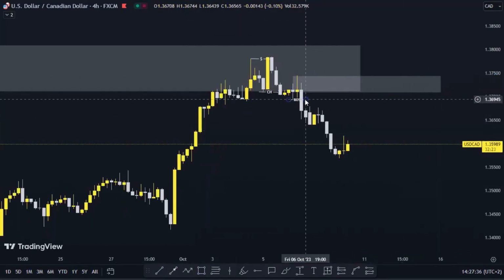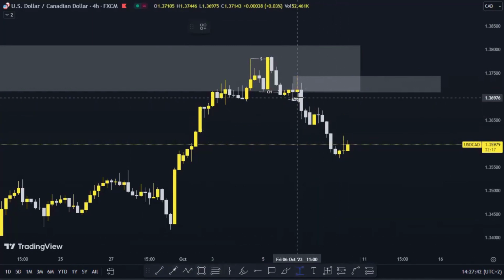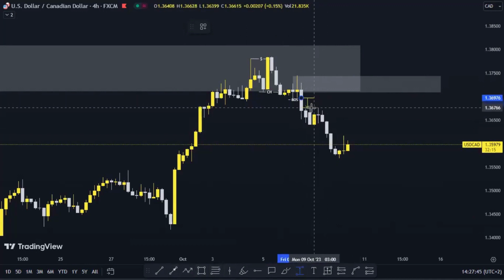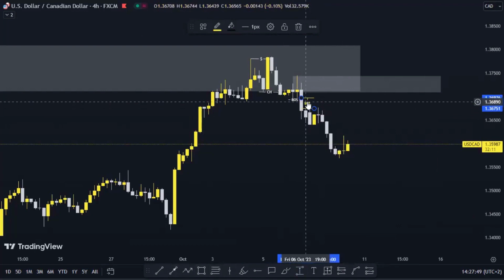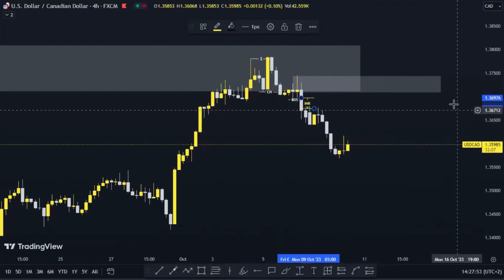And then what happened? Market pushed aggressively to the downside. Let me adjust that. And what we also have here, which confirms this order block of ours or supply area, is this area of imbalance. So this imbalance here, price has to come up here. This is also a liquidity point.